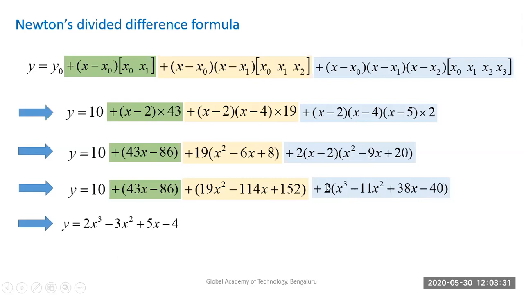Now add up all these terms. We have 2x cube, the highest degree term. Then we have 19x square minus 2 into 11, that is 22x square, so we get minus 3x square. Then 43x minus 114x plus 2 into 38, that is 76x, so we get 5x. Then 10 minus 96 plus 152 minus 80, so we get minus 4. So this is the third degree polynomial for the given data using Newton's divided difference formula. This is the required polynomial.